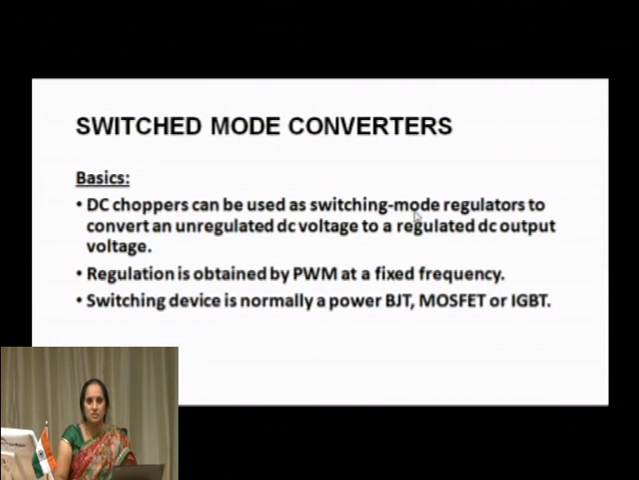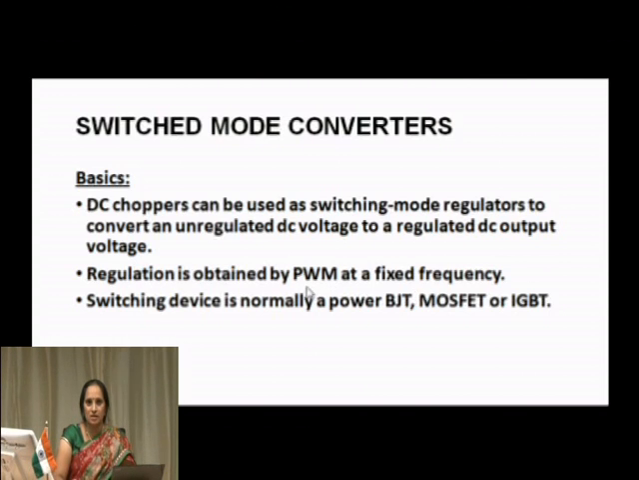So it can be used as a switching mode regulator to convert unregulated DC voltage, a DC voltage which is not regulated, to a regulated DC output. Regulation in the sense of the magnitude of the DC voltage, and also eliminating the presence of noise, ripples, harmonics, whatever noise voltages. And regulation is mainly obtained by PWM, which is pulse width modulation at a fixed frequency.